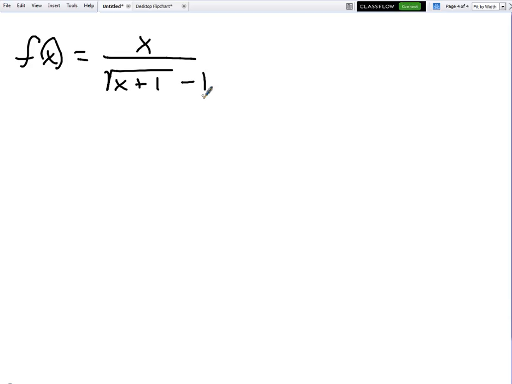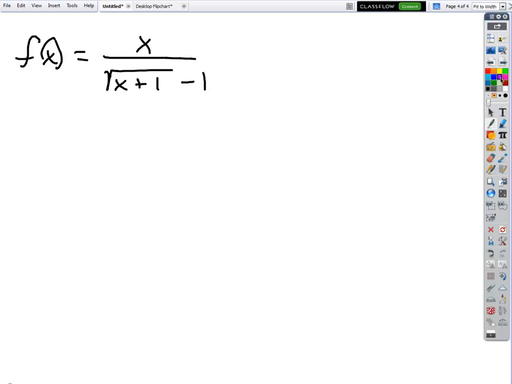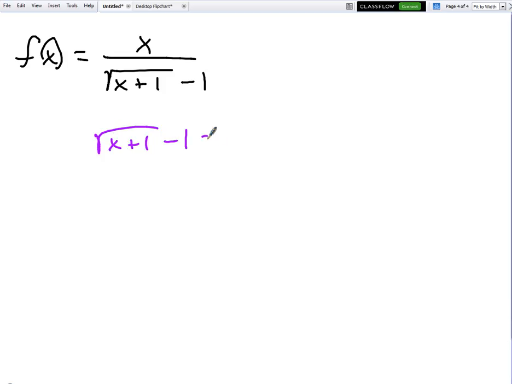In math, if we're trying to find the case where we divide by 0, how do we do that? Well, we literally say the words: let the expression on the bottom equal 0, and solve for x to find out what value of x makes that happen. So we're really just doing this. We're saying, let's go ahead and say square root of x plus 1 minus 1 equals 0. Now solve for x.